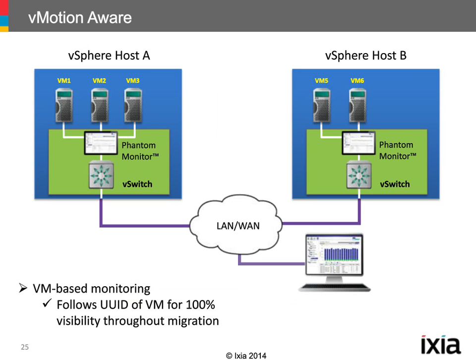Phantom vTap follows the UUID of the VM, so it provides 100% visibility throughout the migration. If you have a policy in place from a source location that mirrors VoIP traffic, you'll continue to have that same VoIP visibility on a new destination host. Other solutions may adopt whatever policy might be in place at the new host level or virtual switch level, and may lose visibility altogether if there's not the right security policy enforced on the destination host.